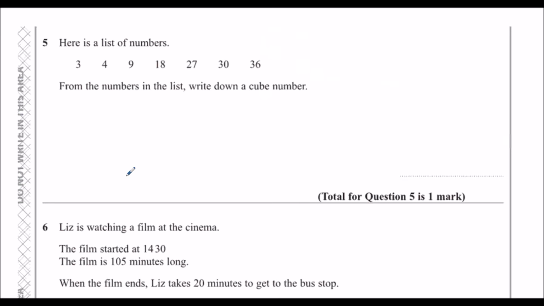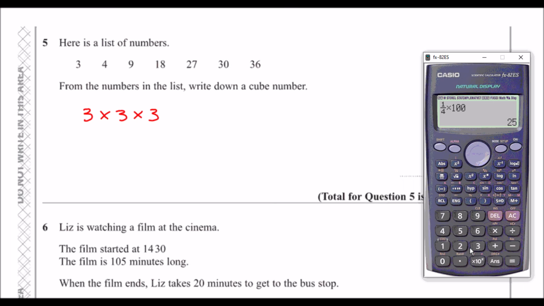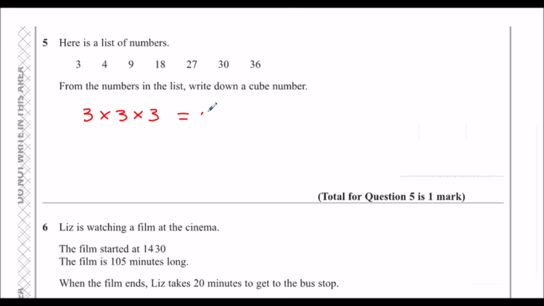Question 5. Here is a list of numbers. From the numbers in the list, write down a cube number. So a cube number is where we have a number multiplied by itself and then itself again. So 3 times 3 times 3, or 3 cubed, is 27. So the cube number is 27.